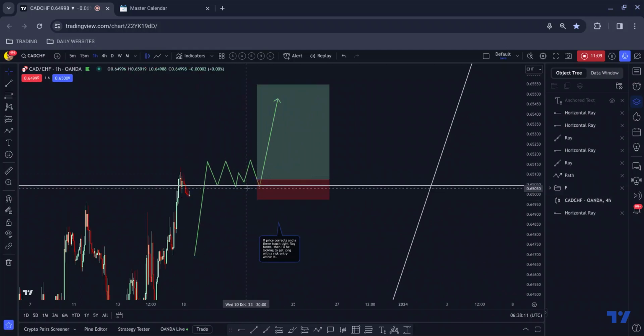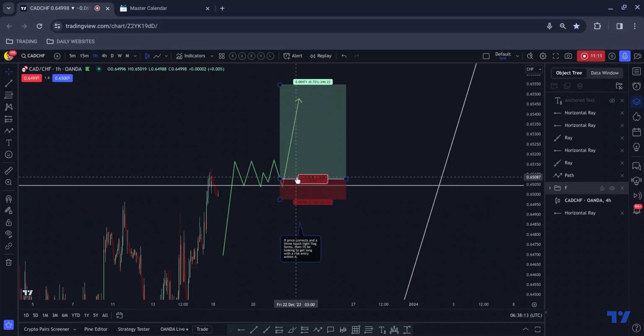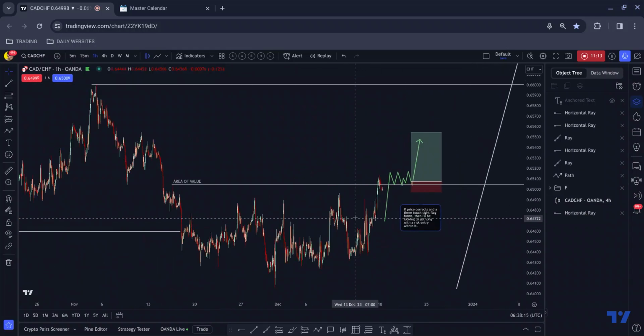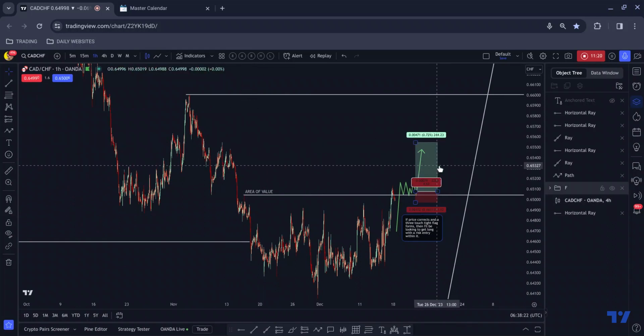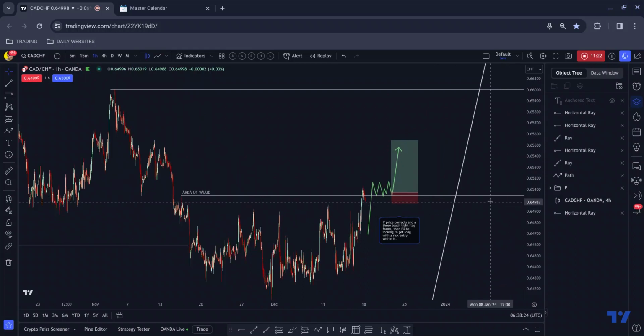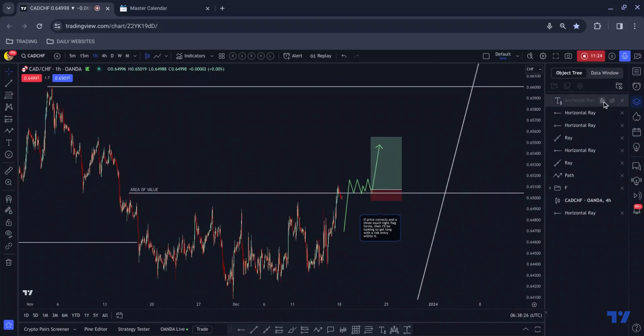And if we got 3-touch correction, then I would look to get long within the flag specifically, and then I'll be able to manage it up to this high here as a first target for something in the region of 4 to 5%. So that is CAD Swiss.